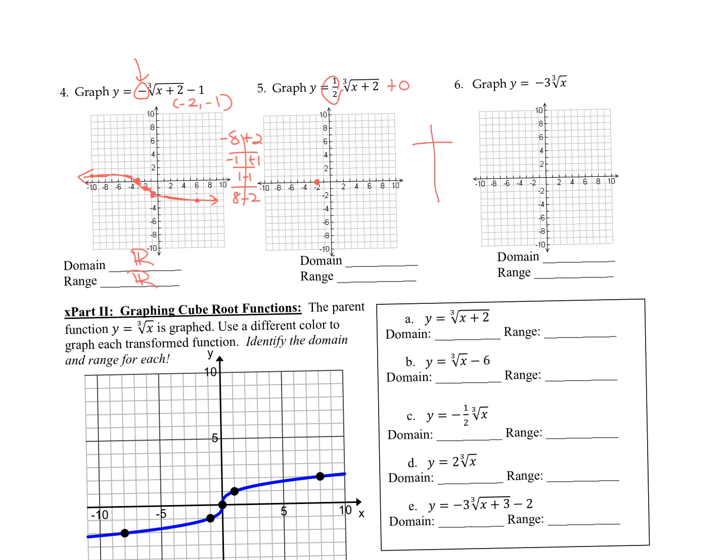So now I'm going to do my same movements, my negative 8, negative 2, my negative 1, negative 1, 1, 1, and 8, 2, but I'm only going to do half the movement. So only half of what I would have done. My y values are increasing half as fast. So I'm going to go right 1 and only up a half. I'm going to go right 8 and only up 1. I'm going to go left 1 and only down a half. And I'm going to go left 8 and only down 1.